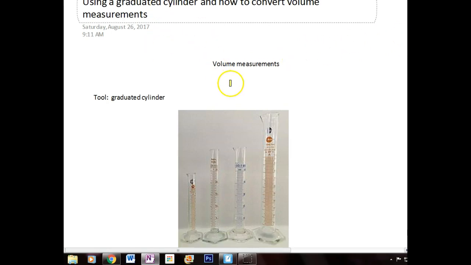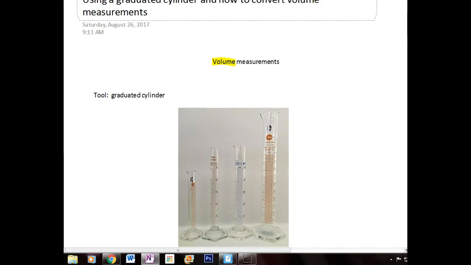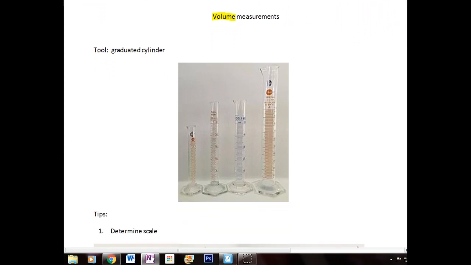When we are measuring volume in chemistry, a lot of times we're dealing with solutions, chemicals that have been dissolved in water. And so we need to know how to accurately measure them. The tool that we're going to use is called a graduated cylinder.